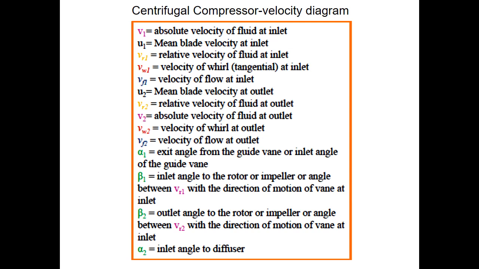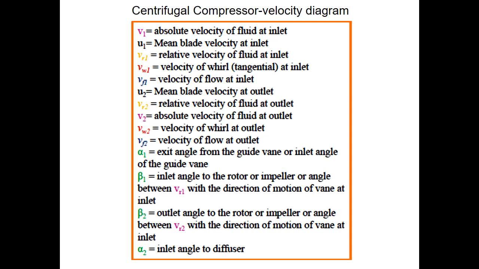VR1 stands for relative velocity of fluid at inlet. So instead of VR1 we will be using CR1. Similarly, VW1, VF1, instead of VW1 we will use C suffix W1. Instead of VF1 we will use C suffix F1, CW1 and CF1. Similarly to represent blade velocity, here we are using U1 and U2, that is mean blade velocity at inlet and outlet respectively. So instead of U we will use C suffix BL. BL stands for blade velocity. So instead of U we will use CBL.